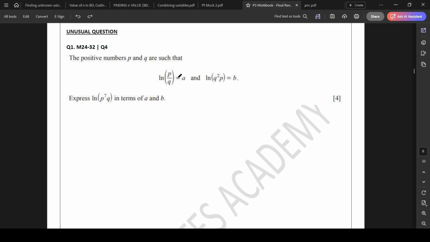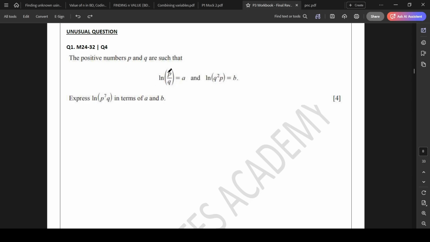So this is one of the most asked doubts to me in the chapter of logarithm by the students. I've kept this question in the unusual category of the workbook for the logarithms. This question is from February March 2024, paper 3 variant 2, and in that paper this question was the fourth one. So let's see how we can solve this.